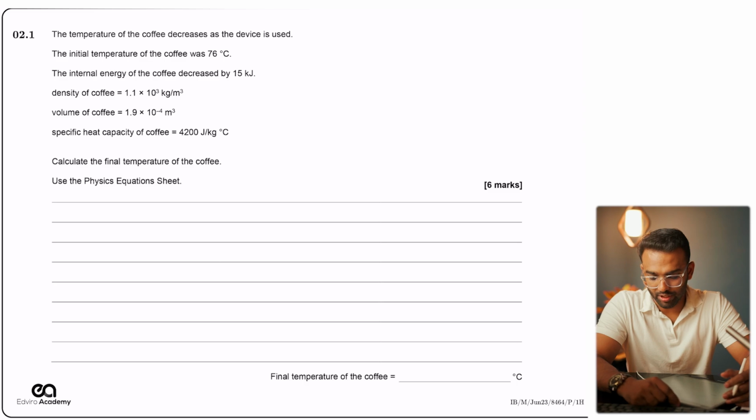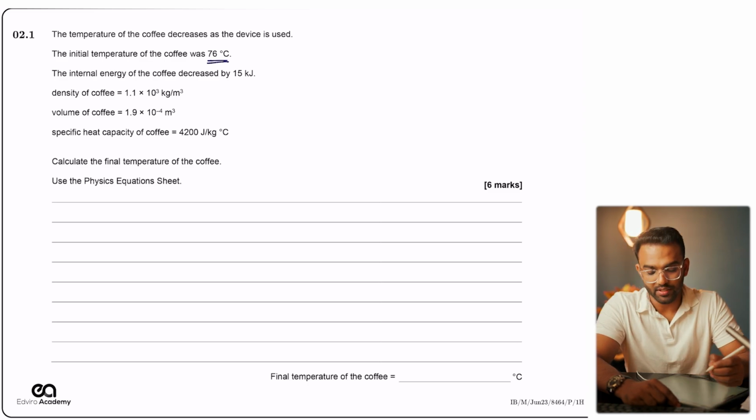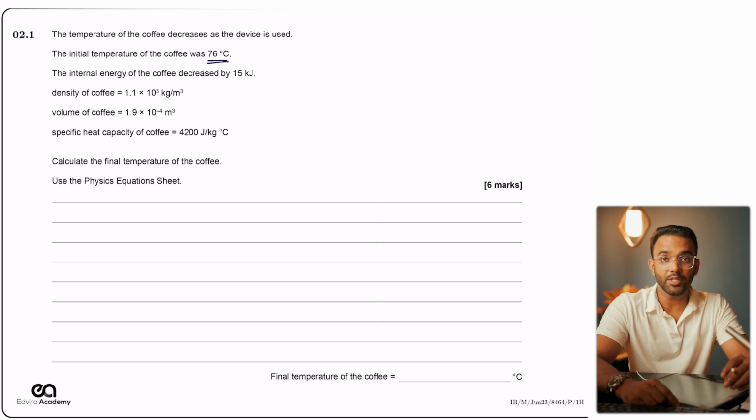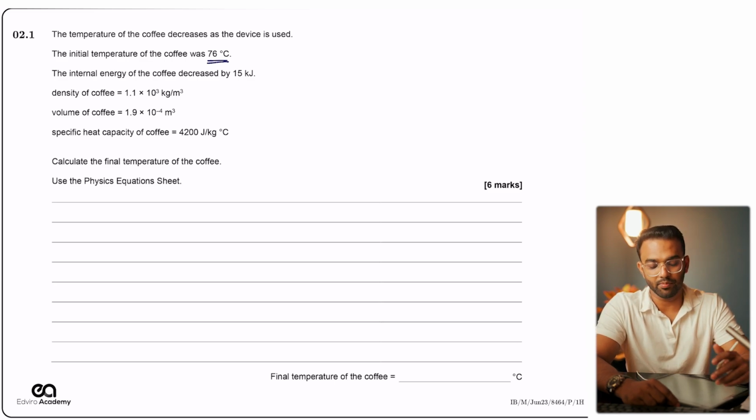Okay, let's look at this question, guys. The temperature of coffee decreases as the device is used. So this is about a coffee machine, and the initial temperature of the coffee was that. So the temperature of the coffee is decreasing. The internal energy of the coffee decreased by 15 kilojoules. Density of coffee is given. Volume of coffee is given.